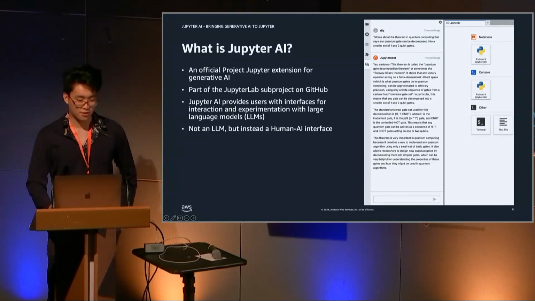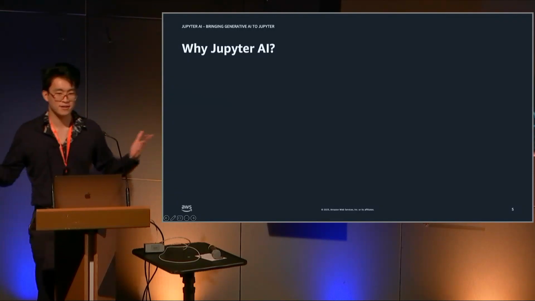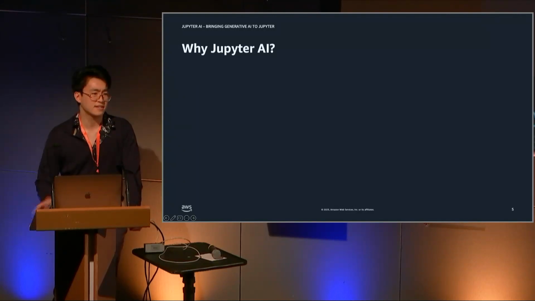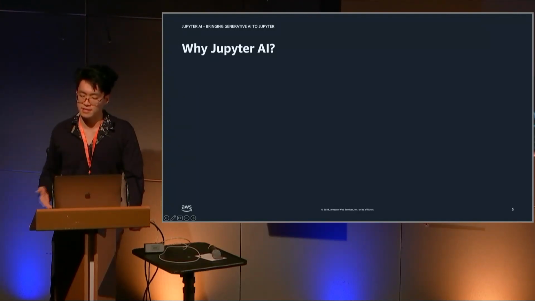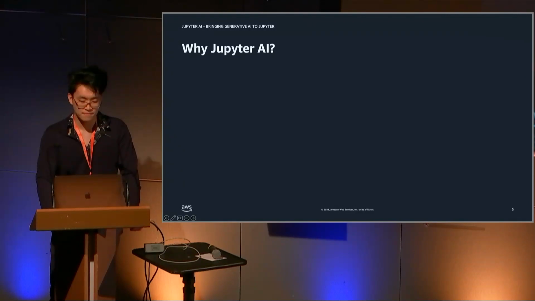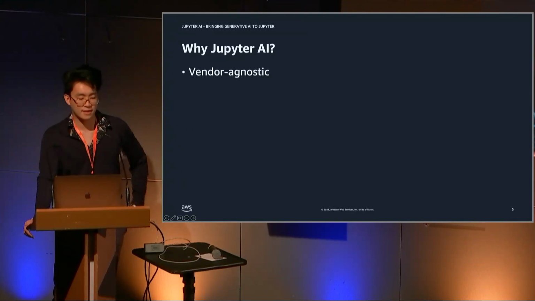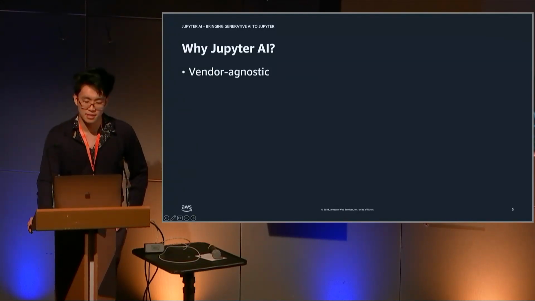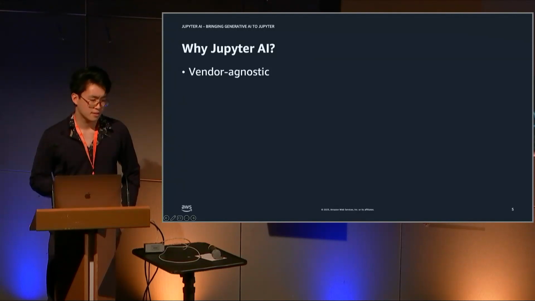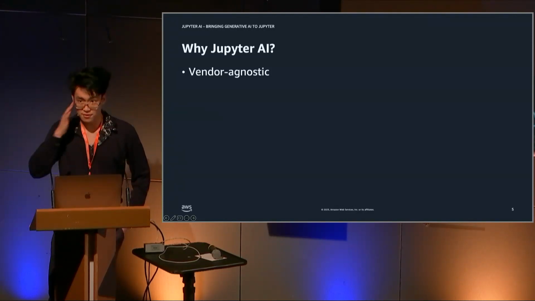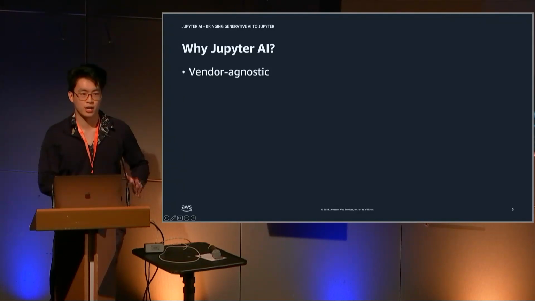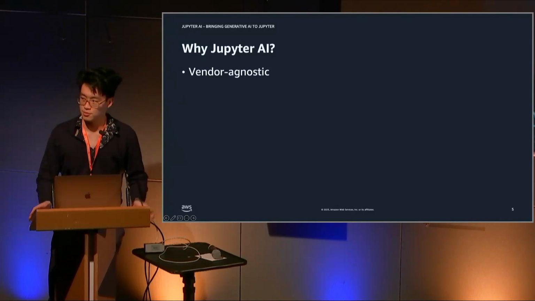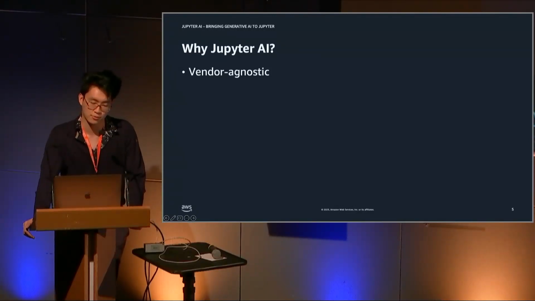So, first of all, why Jupyter AI? Why another AI IDE integration? Well, to answer this question, we need to discuss the big ideas that surrounded the inception and development of Jupyter AI. So, the first principle is that Jupyter AI needs to be vendor agnostic. Jupyter AI should not discriminate between different model providers. So, for example, Jupyter AI should not lock you into using a particular language model. It should allow users to select and choose freely between multiple language models.